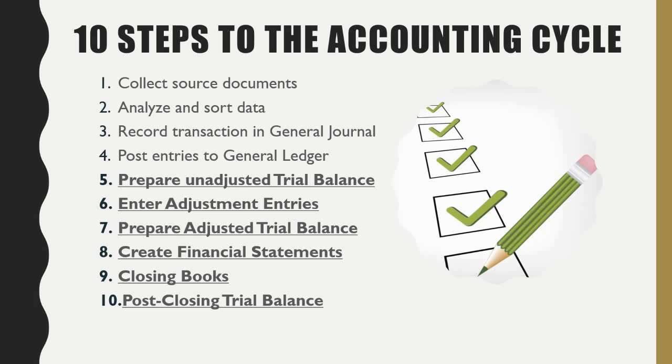Now this section is going to be talking about the last remaining 6 steps of the accounting cycle. We're going to look at properly doing an unadjusted trial balance, creating our adjustment entries. We're also going to create an adjusted trial balance, so there's a difference. And then we're going to create our financial statements and close our books out for the given period.